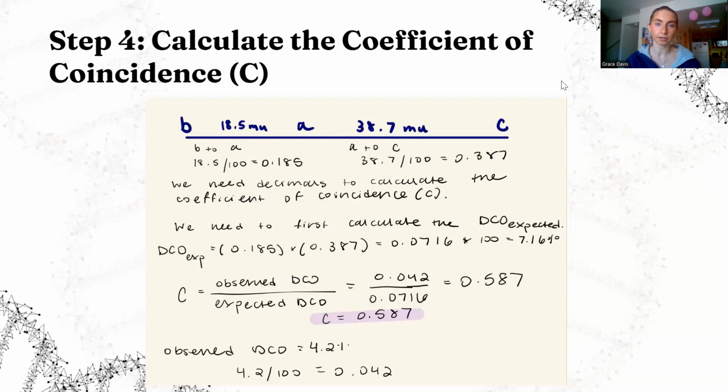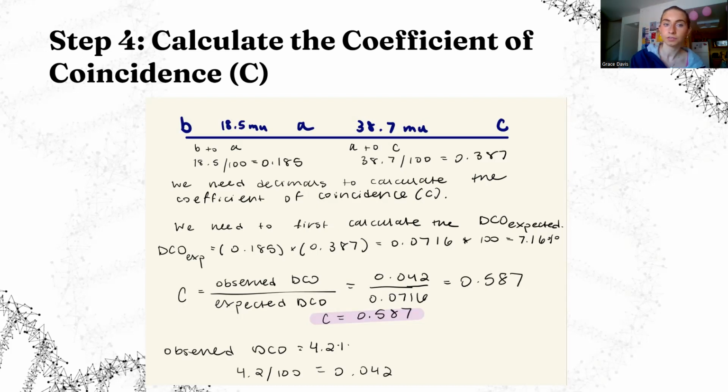And then step 4 was calculating the coefficient of coincidence, and we have to utilize our previous data and calculations to do this, and we also need to put everything into decimal values and not percents in order to calculate the coefficient of coincidence. And first we need to calculate the DCO expected, and we do this by multiplying the decimal values of the B to A distance and the A to C distance in order to do so. And I found that to be 0.0716, which is equivalent to 7.16%.